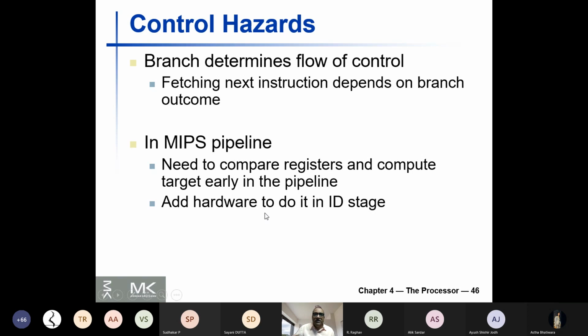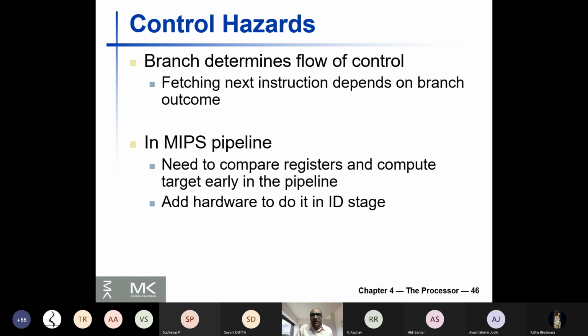Instead of knowing the branch result at the fourth stage, suppose we use some additional hardware to do it in the second stage itself. In the first stage we can't do anything, but in the second stage the instruction decoding happens, so you come to know it's a branch instruction. If you can do the target address calculation and the comparison in the instruction decoding stage itself, then the branch result will be known in the second stage. With that, the loss can be reduced from three cycles to one cycle.